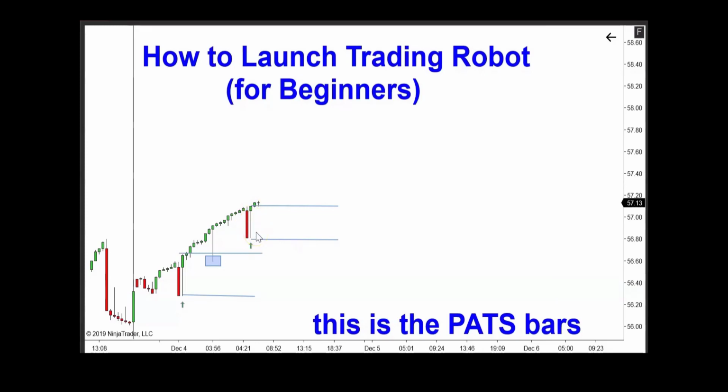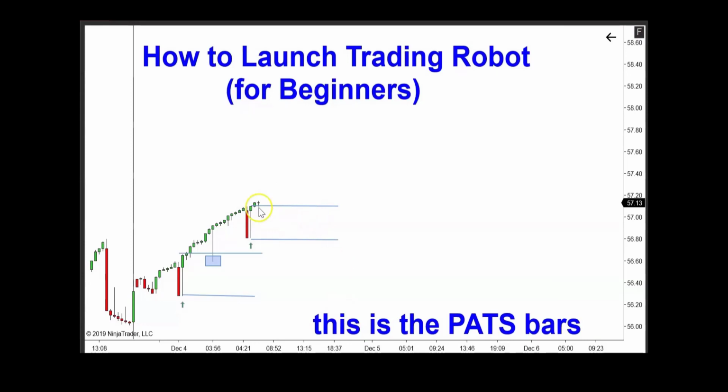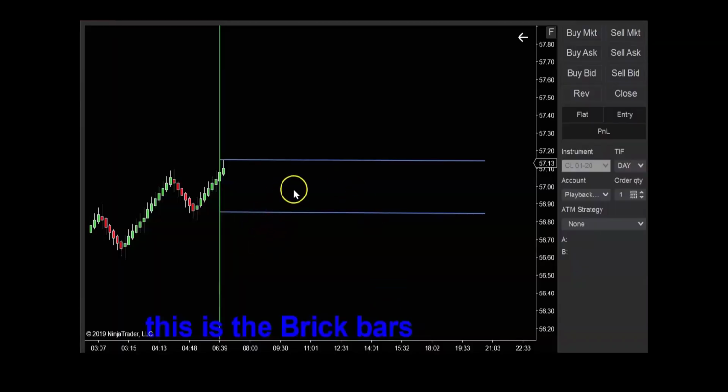So from that point on, all you do is you grab your highs and you grab your lows. The high looks like it's about 57.10 and the low looks like it's 56.80. So let's go ahead and draw the high and the low on those approximate corresponding levels. That looks like 57.10 and this is 56.80 right over here. So again, nothing super complicated about this. All I've done is I've taken the PATS bars retracement zones and I've drawn them into the brick bar chart.